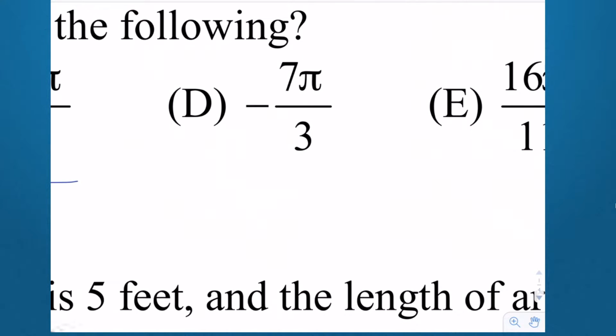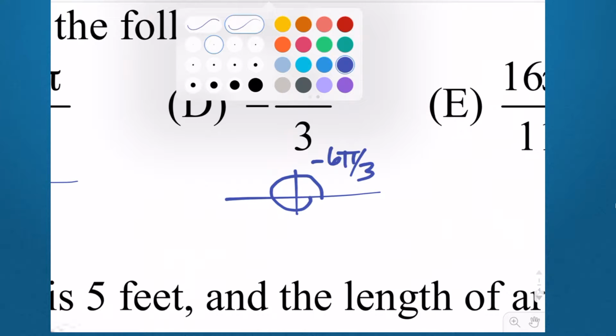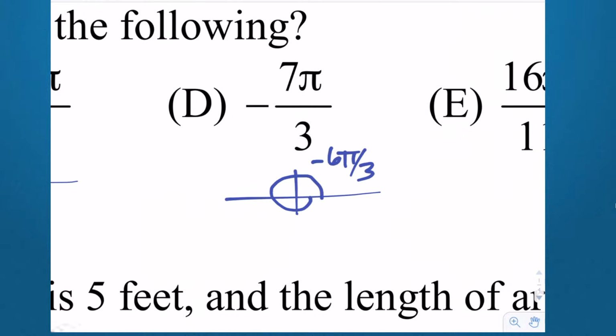D, negative 7 pi thirds. Now that one is a pi thirds reference angle, but it's bigger than one rotation, isn't it? Because one rotation in terms of pi thirds would be 6 pi thirds. So we're going all the way around. That's negative 6 pi thirds plus how much additionally? Another pi third. Okay, so that would be negative 7 pi thirds. So that does live in quadrant 4. We're going a full rotation clockwise plus another pi thirds in the clockwise direction.